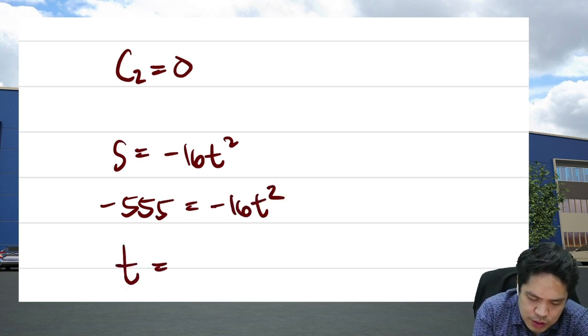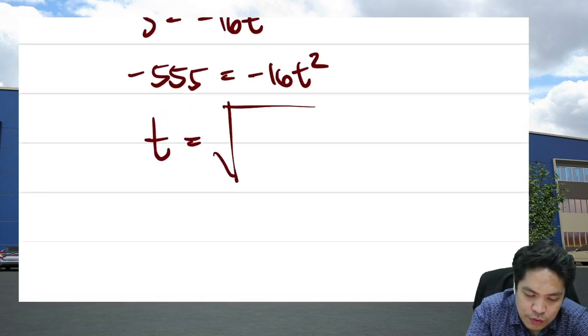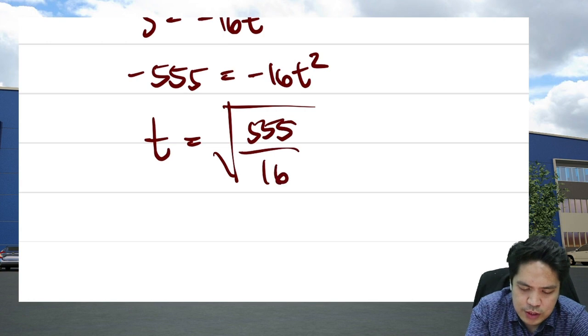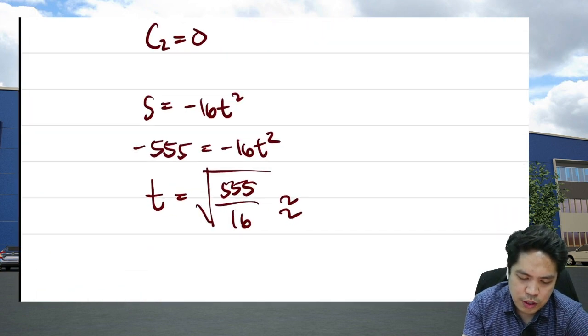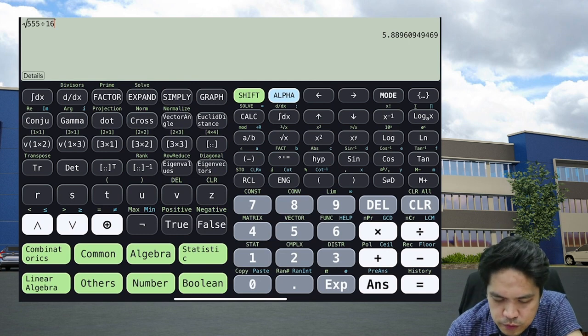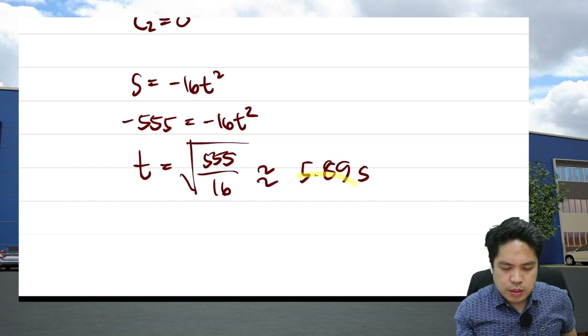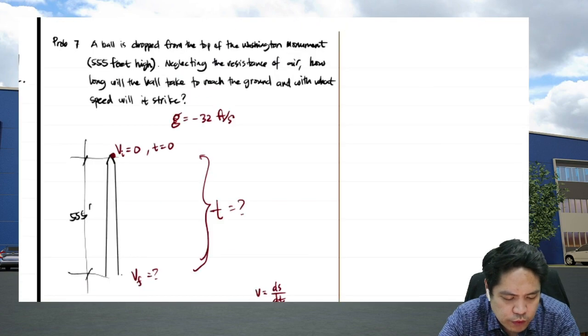So therefore, t, canceling the negative, is the square root of 555 over 16. So that's approximately, if we use a calculator, roughly 6 seconds, 5.89 seconds. Yeah, so that would be our answer. It will reach the ground after 5.89 seconds.